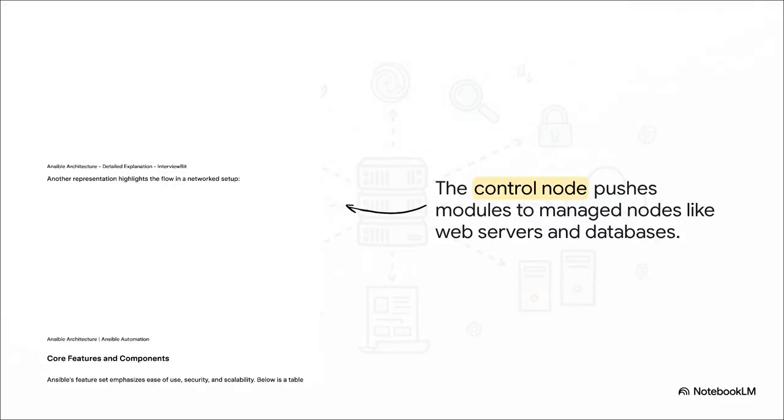And this visual really brings it all together, right? You've got your one control node, and from there, it can push out instructions to an entire army of managed nodes, web servers, databases, you name it. It's this beautiful, simple, one-to-many relationship that makes Ansible so powerful without needing any complex setup on the other end.